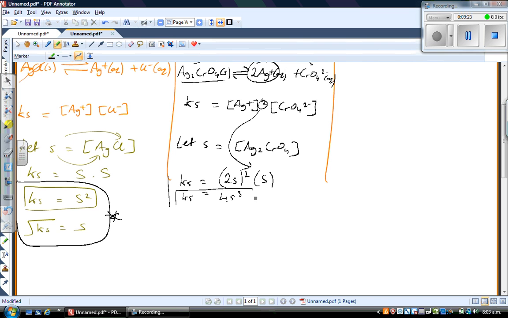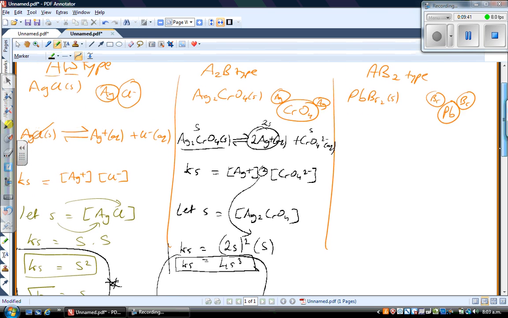That's the first thing you need to memorize then for an A2B type. And therefore, if you want to work out S from Ks, then you need to get the cube root of Ks divided by 4, and that will give you your S value. So that's the relationship for an A2B type.